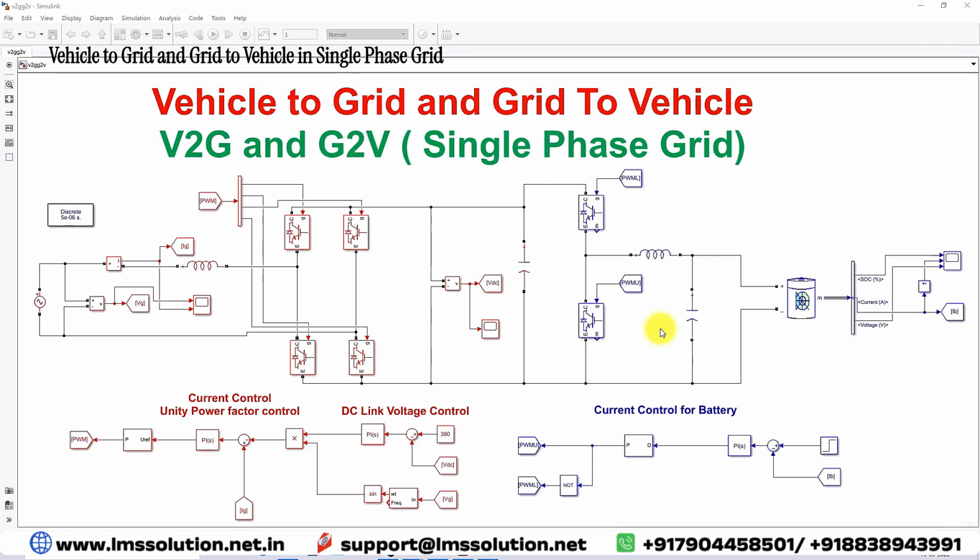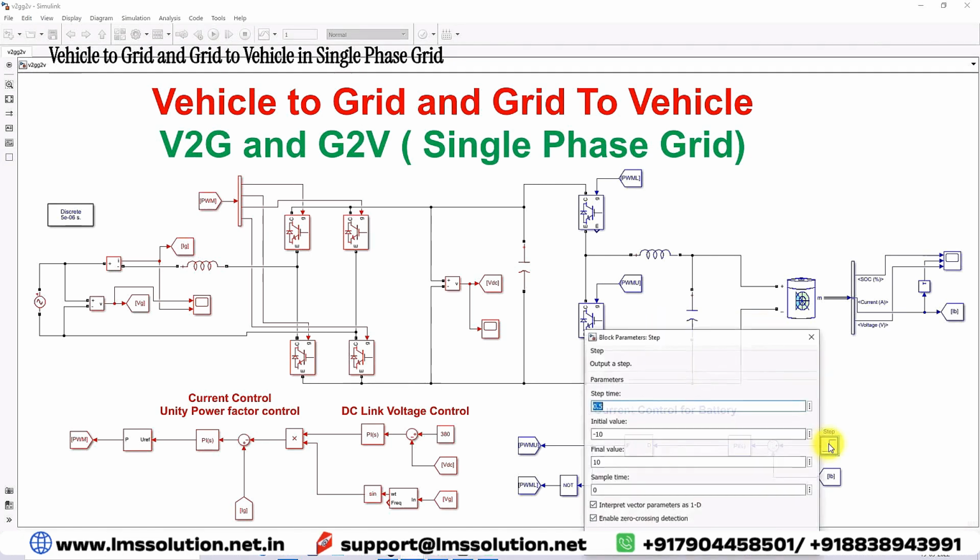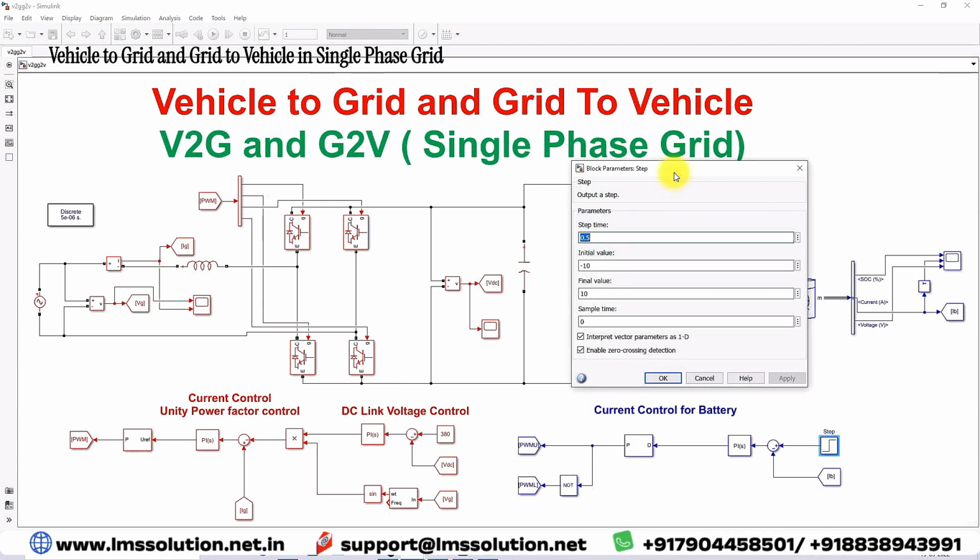Next, I am going to explain the simulation results. Here, I am using a step input, which means I am going to change the reference current for the battery. Initially, I am going to make the reference current minus 10 amps. That means I am going to charge the battery from the grid. Now it acts as the grid to vehicle concept. The grid supplies the power to charge the battery.